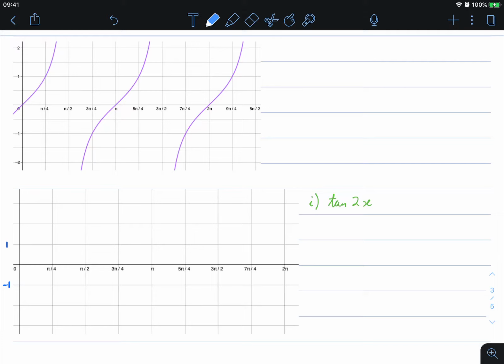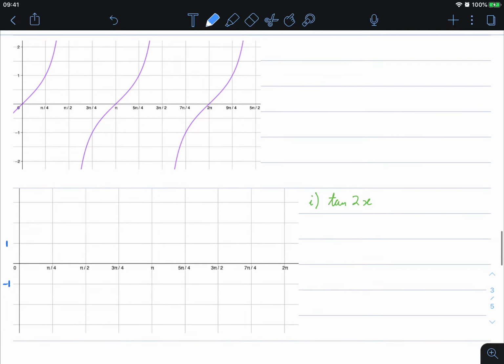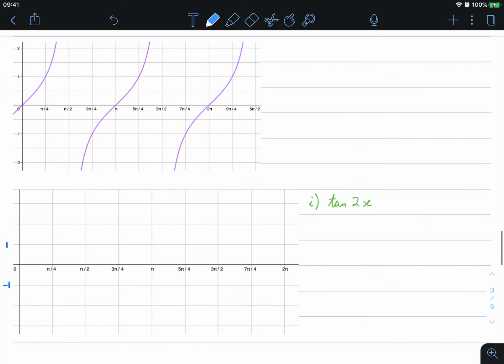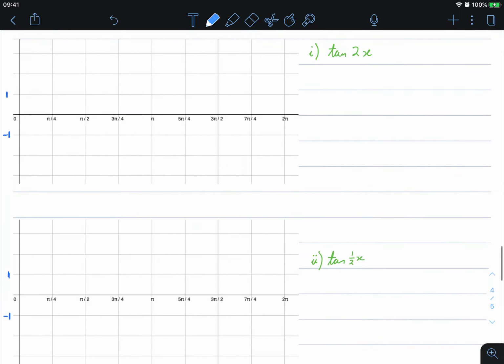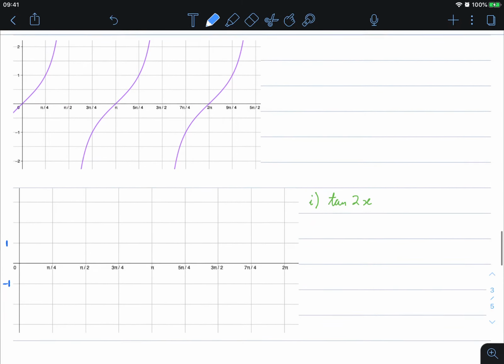Hello class, this is one more example on graphing trigonometric functions in terms of the period of the function. In this example, we'll be looking at tan. So I've drawn here, using a graphing calculator, the regular tan of x. But we're going to be graphing tan of 2x and tan half of x. So let's get straight to it.